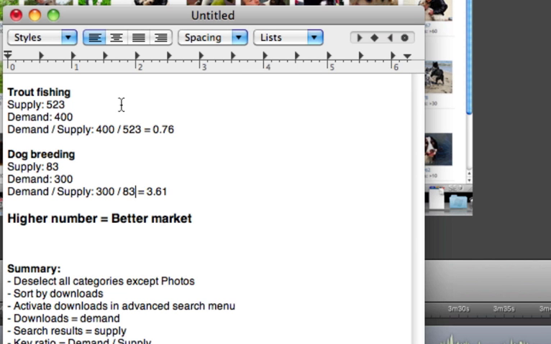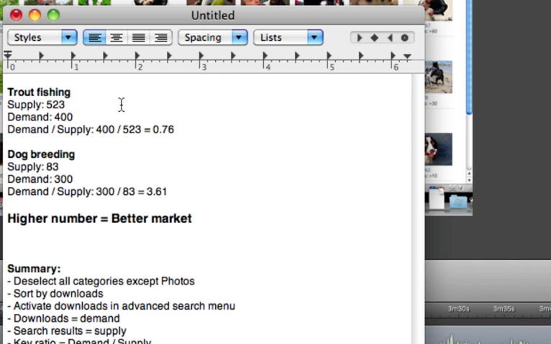And obviously here, the higher the number you get, the better market you have. Because if you have a limited supply and a high demand, you get a much higher quotient between demand and supply. So a higher number means a better market. Of these two markets, I would say that dog breeding is an easier market to get into. Even though the demand is still lower for dog breeding than it is for trout fishing, because of the low supply it's an easier market to get into and to actually make profitable.